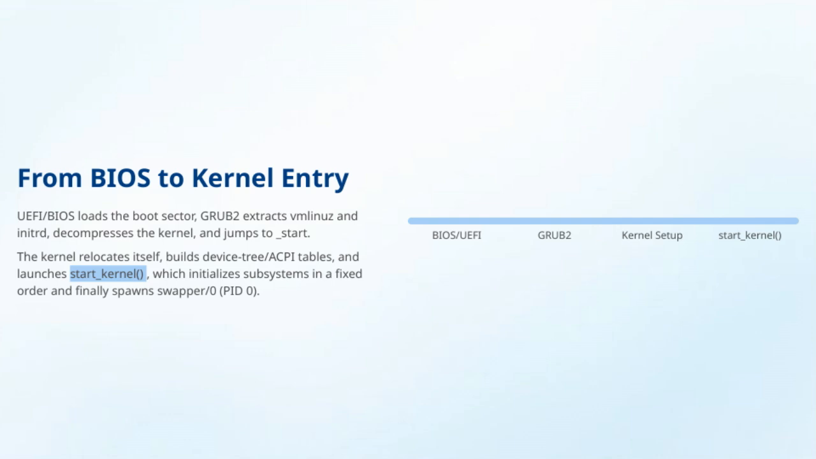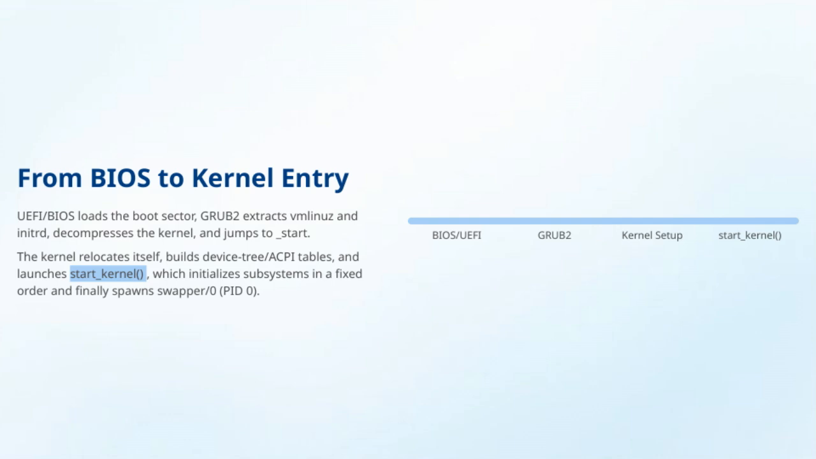Finally, once the subsystems are initialized, the kernel spawns the initial process, known as the swapper or process 0, with PID 0. This process is essential because it acts as the parent for all other processes, effectively kicking off the user space environment.